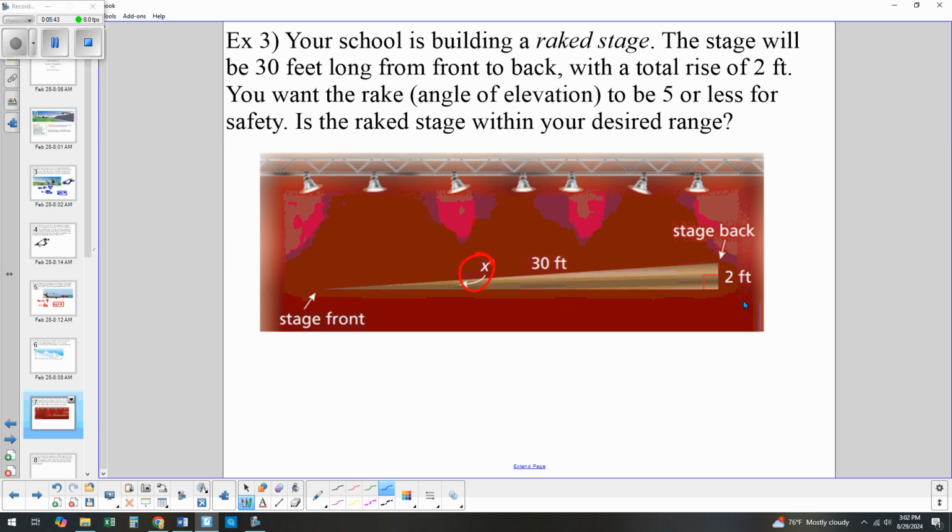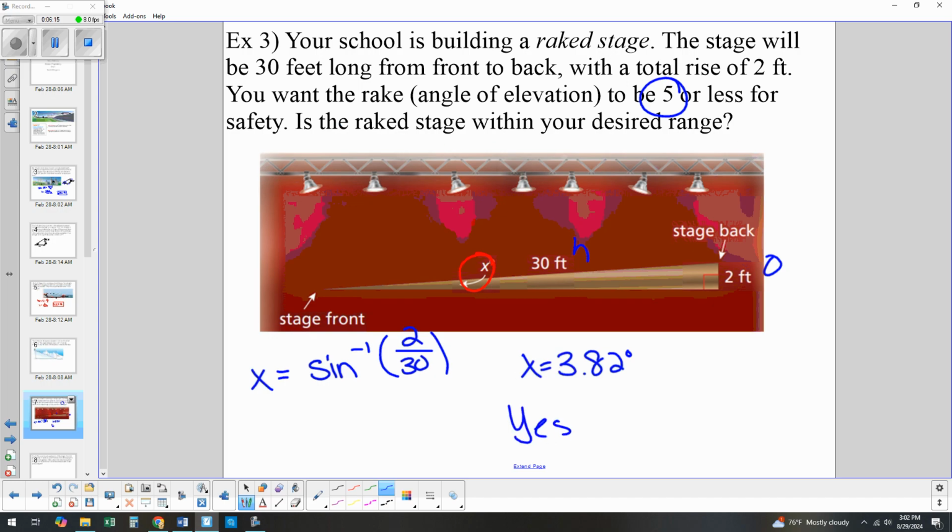We know we have the O and the H, so that means x will be the inverse sine of 2 over 30. I'm not using the 5 that they gave me in the problem just now because I'm going to compare my answer to the 5. So if I do the inverse sine of 2 over 30, I get 3.82. So the question is asking, is the raked stage within our desired range? Yes, it's less than 5.